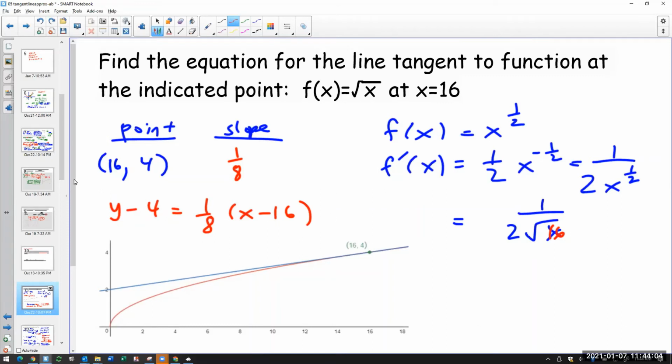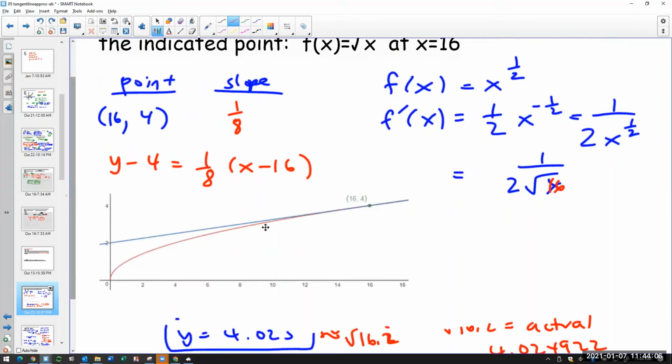Okay, so let me show you what I just did. Okay, I have this function, square root of x. This is my function right here, square root of x. Okay, then I went to this point, (16, 4). So here's my point 16. Okay, I went to it and I said, you know what?